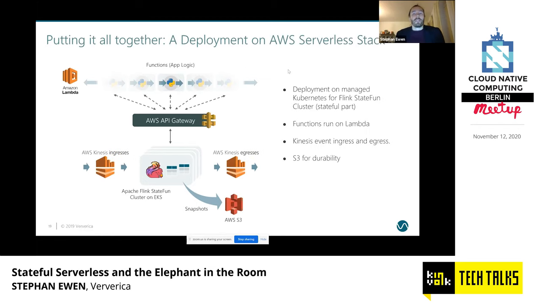If we look at this on a cloud stack, let's take the AWS stack here. It looks pretty similar. We can use AWS Kinesis as ingress and egress. We would deploy stateful functions on something like EKS or so. We can deploy our functions as Lambda functions behind an API gateway and basically register the API gateway with the Stateful cluster in order to dispatch the requests, and we do our snapshots to S3.